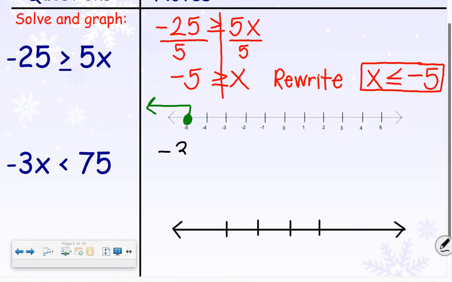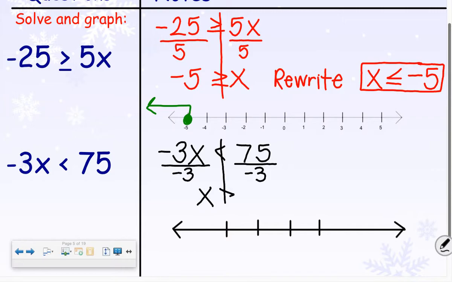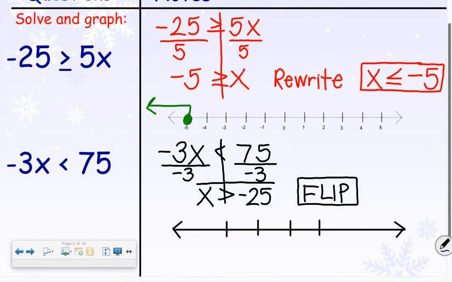Negative 3x is less than 75. Divide both sides by negative 3. Since I'm dividing by a negative, I have to flip. Negative, or 75 divided by negative 3 is negative 25. This is ready to graph because my variable is on the left.